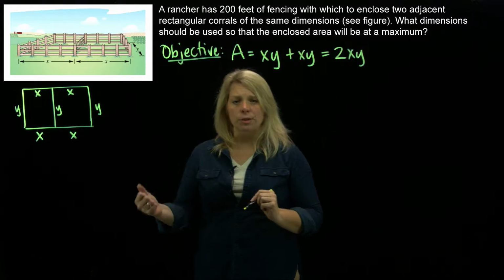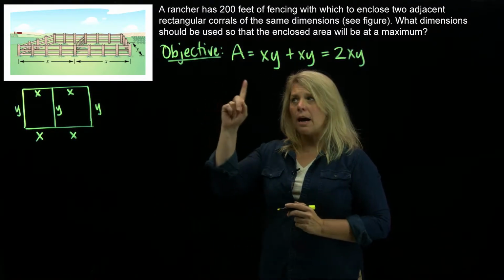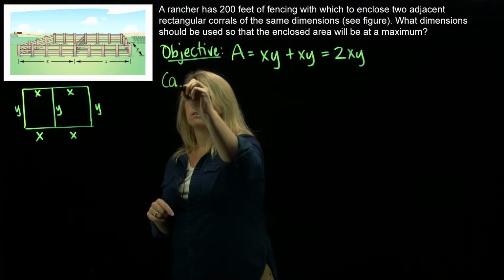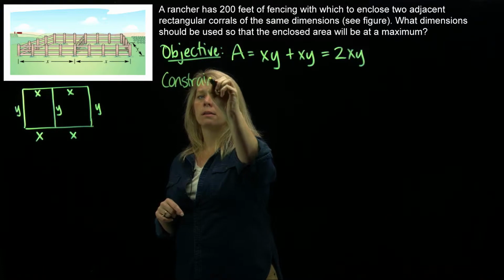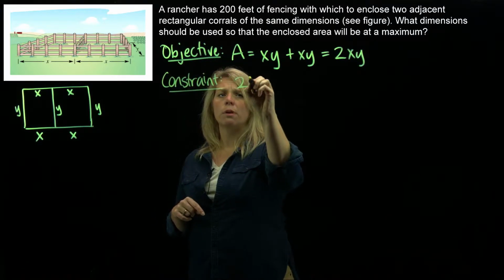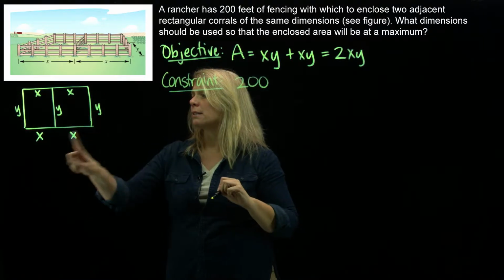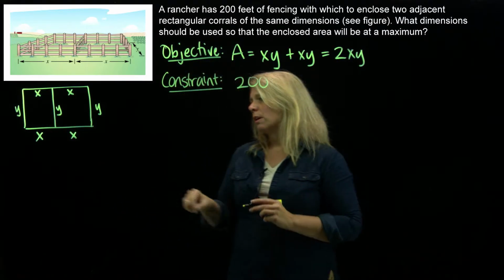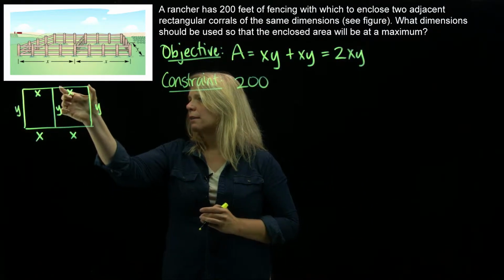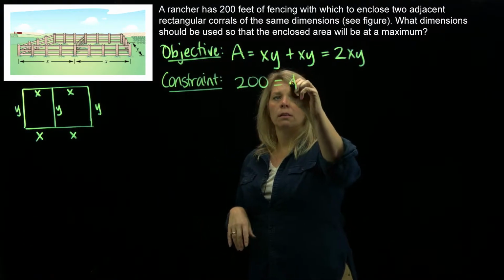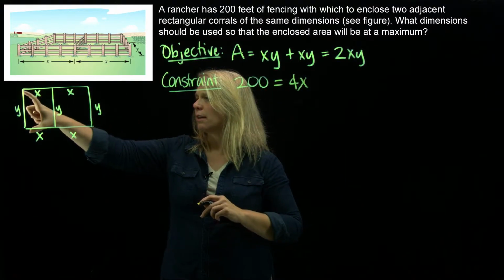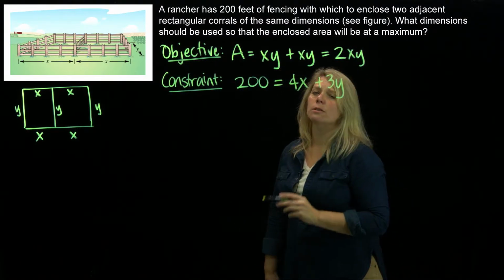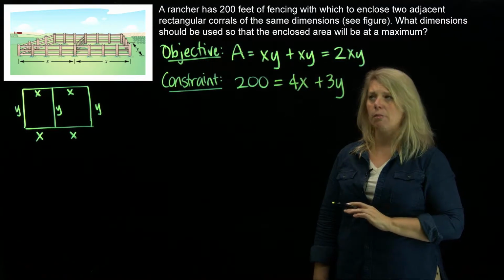So a constraint is a restriction on the variables here. In this problem, our constraint is that we have only 200 feet of fencing. So we want an equation for that. All right, so we have 200 feet of fencing to fence all of these sides here. So 200 feet total to build all of these pieces here. So if we think about that, we've got 4 sides of length x and 3 sides of length y that we're going to have to build out of that 200 feet of fencing. So there's our constraint. 200 equals 4x plus 3y.